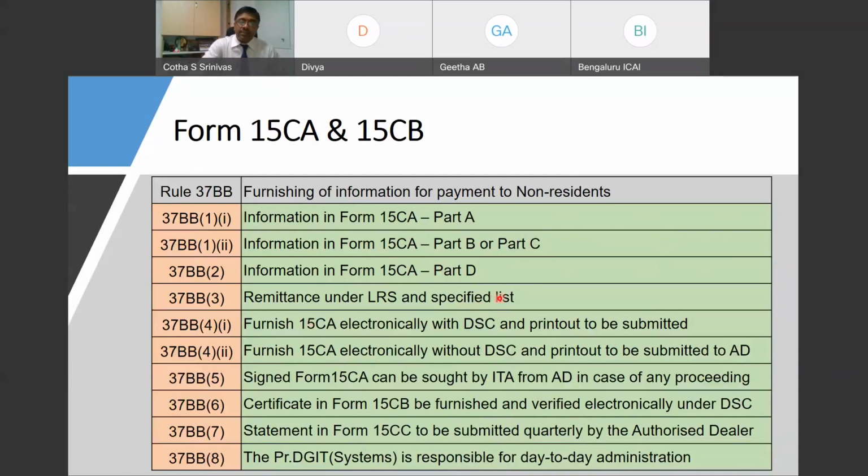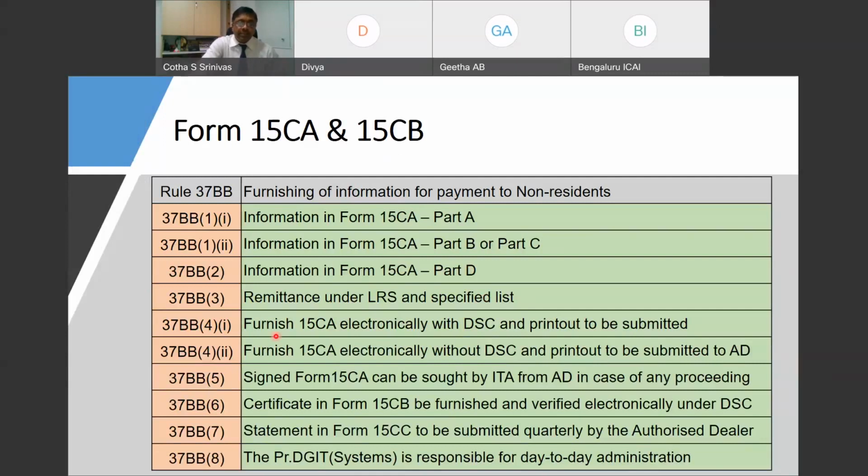For both LRS and the specified list, even Form 15 CA is not required because it is not paid to some other non-resident as such. They will be making the payment towards their own requirement. For some of the specified list, even though they will be paying to the non-resident, that is with respect to purchase of goods, import of goods and all, that is not a sum chargeable to tax under the Income Tax Act. So Form 15 CA is not required for any of this.